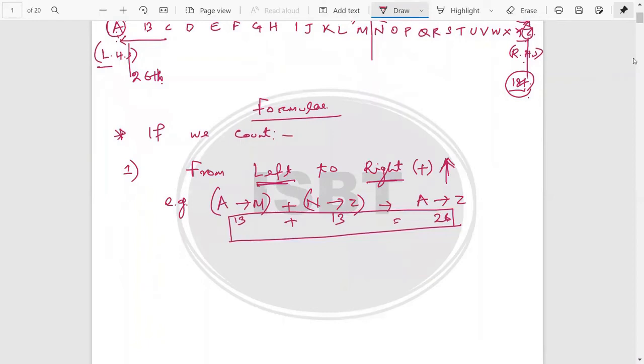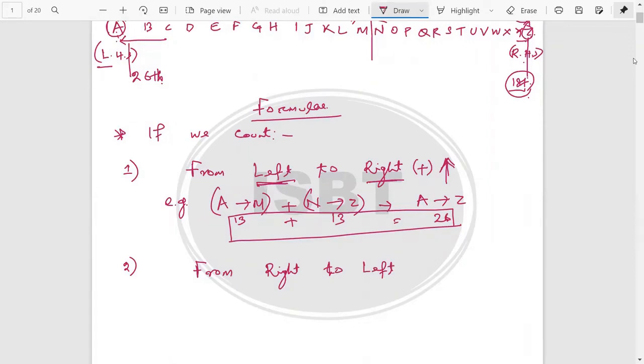Okay, the number 2 formula, write down. Now count from the reverse side, that is from right to left. Right to left. Okay.